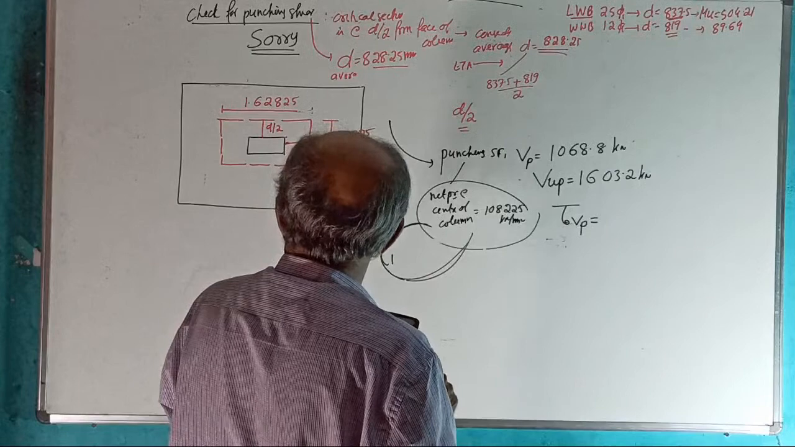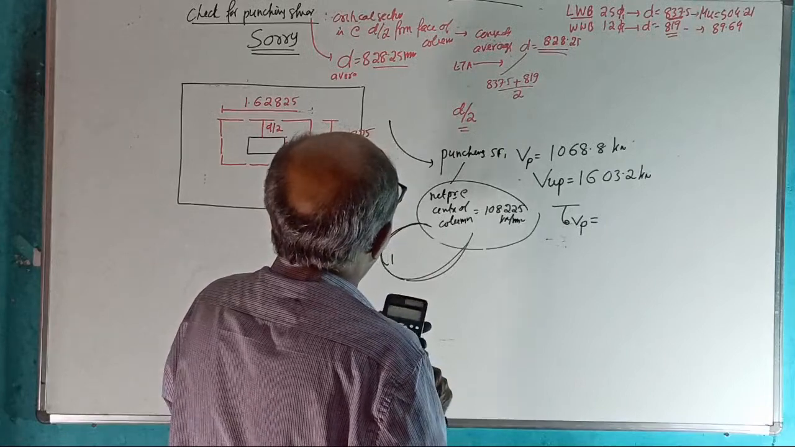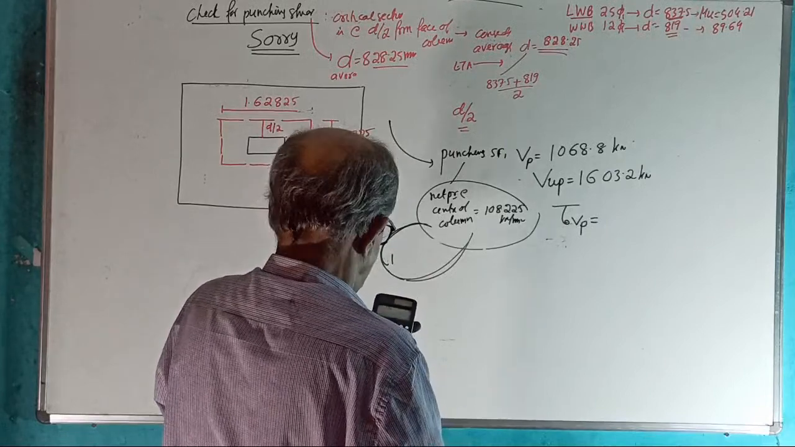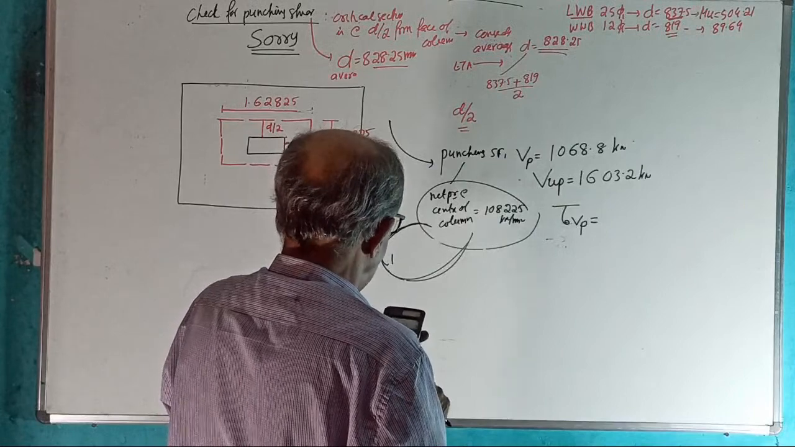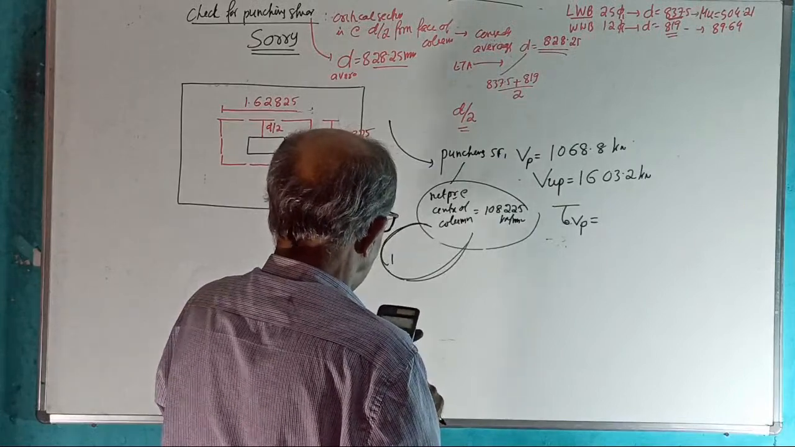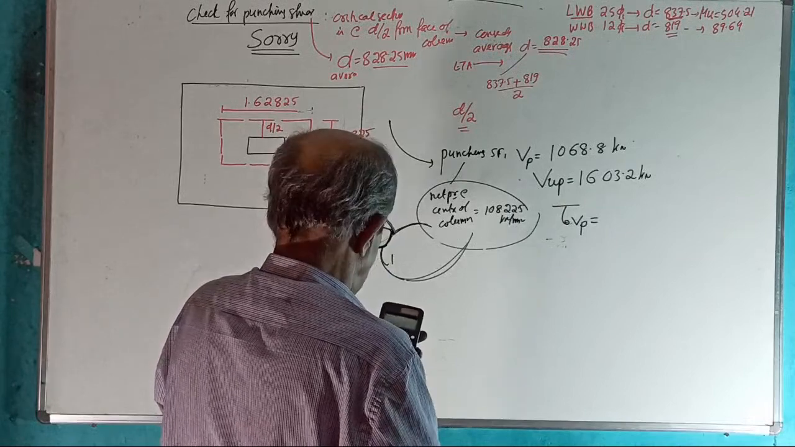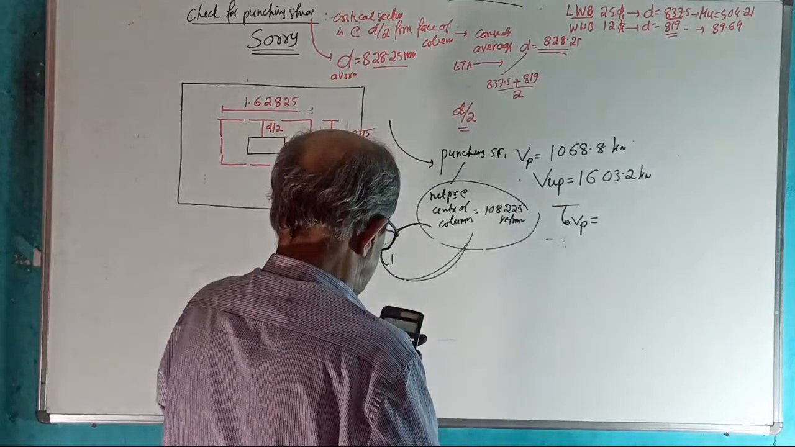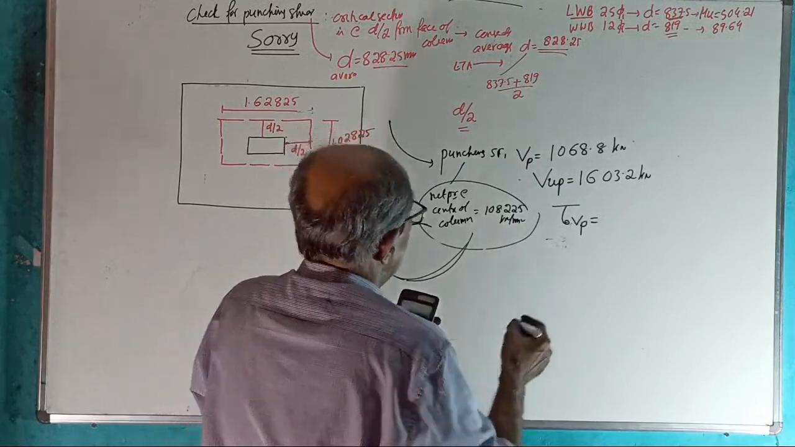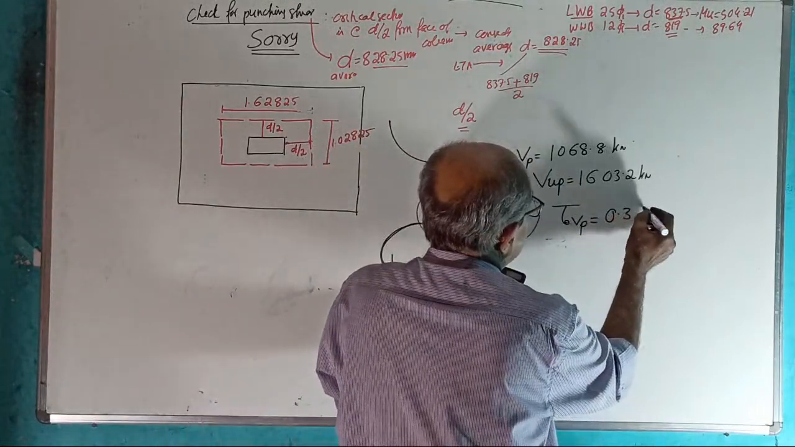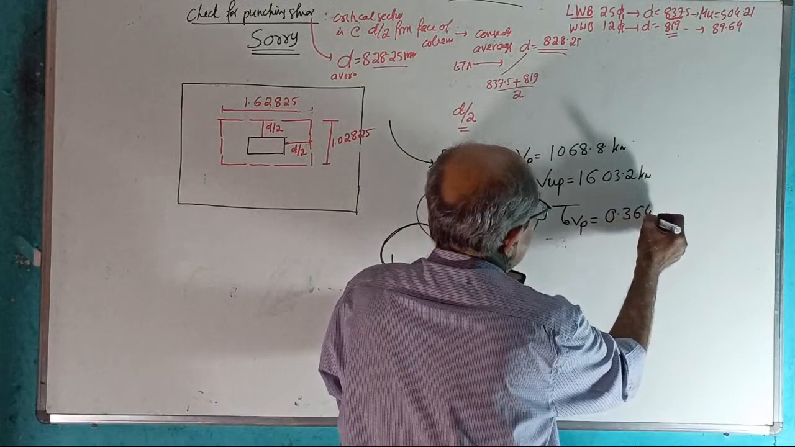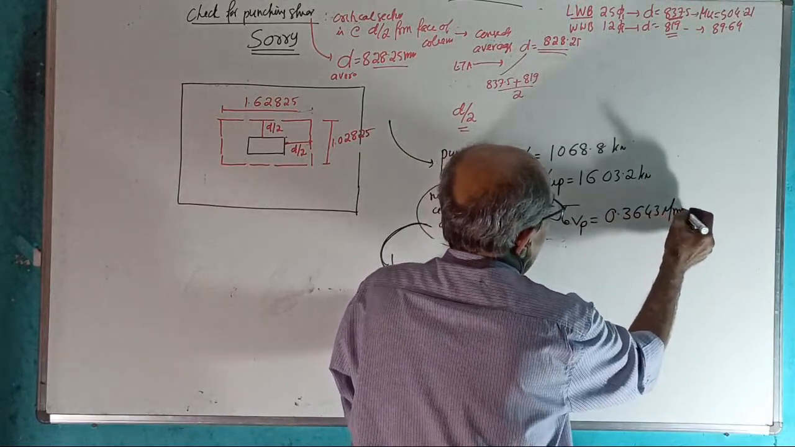The perimeter into 0.25 is the area. No, it's correct. It is 0.3643 Newton per mm square.